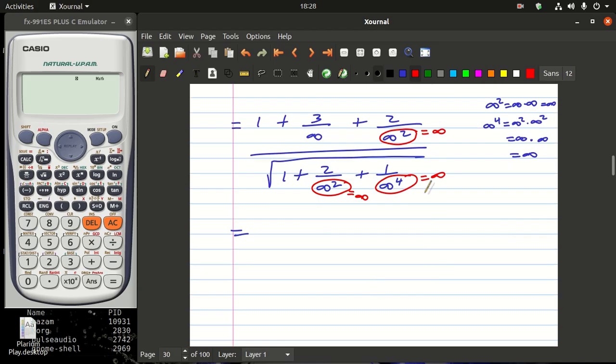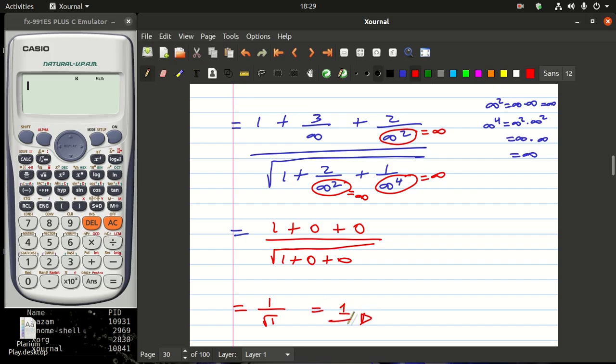And now that we have that, this whole thing will end up being 1 plus 3 over infinity. We know that infinity is so big compared to 3, so that will go to 0, plus 2 over infinity, which also goes to 0. And in the denominator we end up having the square root of 1 plus 0 plus 0, which is 1 divided by the square root of 1. We know that the square root is always positive, so the final answer is 1.